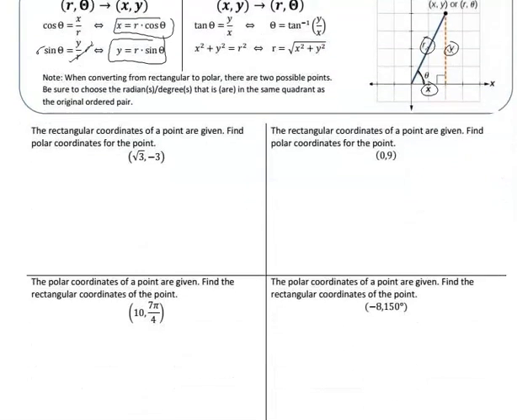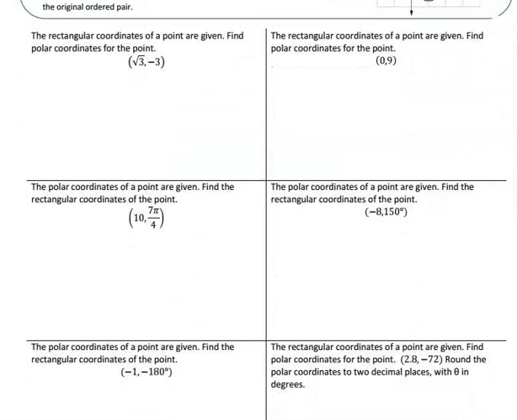So step one, I make a little sketch. We've got the rectangular coordinates given, and we want to get the polar coordinate. So positive square root of 3 means positive on the x and negative on the y. So it's in the fourth quadrant. So when I do my polar coordinate, I need to make sure I pick a value that's in the fourth quadrant. So here's the ordered pair, square root of 3 comma negative 3.